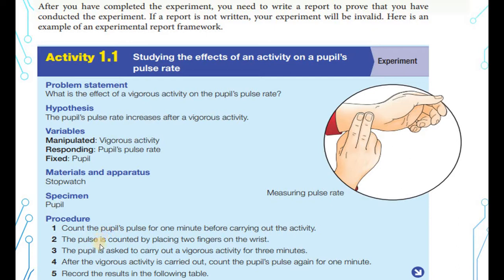Okay, so this one maybe you can change to "was", right? Okay, the pulse was counted. Okay, and number 3. The pupil is asked to carry out a vigorous activity for 3 minutes. So maybe here you can change into "was", right? Okay, number 4. After the vigorous activity is carried out, the pupil's pulse rate was counted again for 1 minute. Okay, and then number 5. The results were recorded in the following table. Okay, so make sure you change the sentences into the past tense in the procedure.